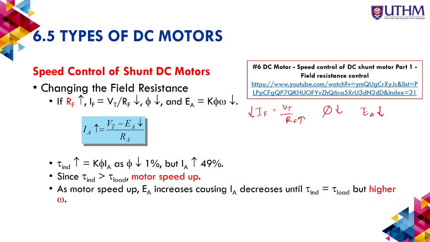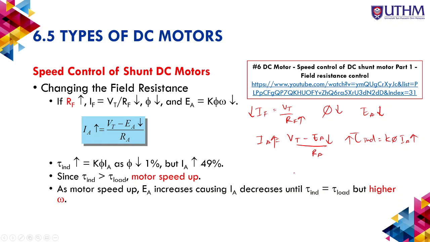So when EA reduces, what happens to IA? IA equals VT minus EA divided by RA. So when EA reduces, IA will be increased. So what happens when IA increases? You can see the torque induced is equal to K phi IA. So when IA increases, the torque will be increased.